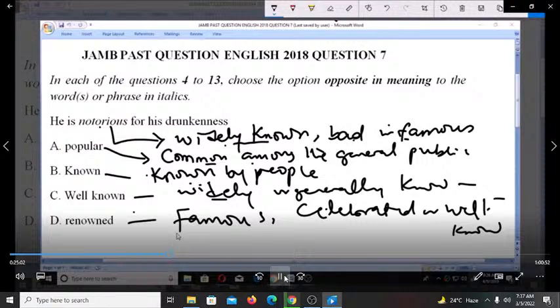But where we can fish out the differences in well known is what you are known for. Here you are well known for something that is good, it is renowned. You are well known for something that is bad, it is notorious. So the right option here should be D, because here you're well known, but you're celebrated because you're well known for something good. But notorious, you're widely known, but bad and infamous. So you can see this is infamous and this is famous. So you can see from the definitions that this is the opposite of this. So renowned is the right answer. Thank you.